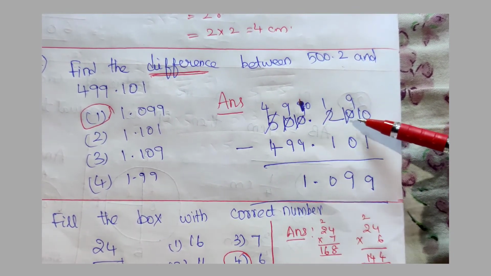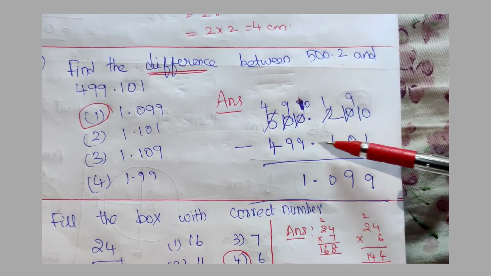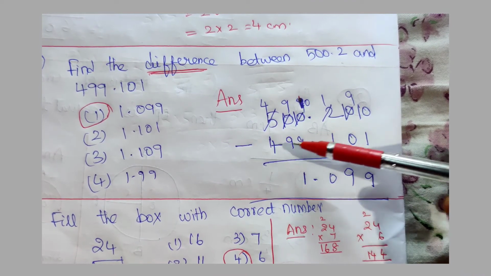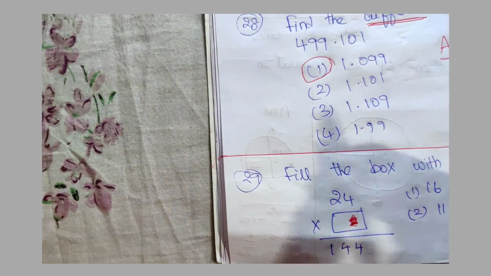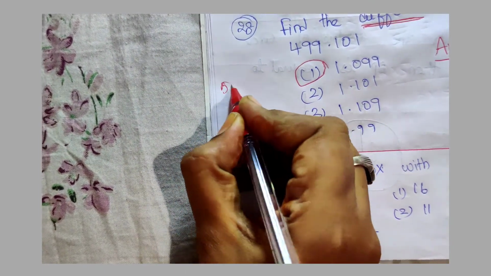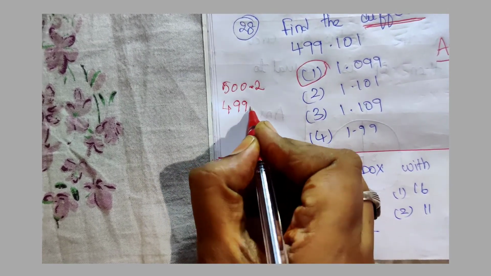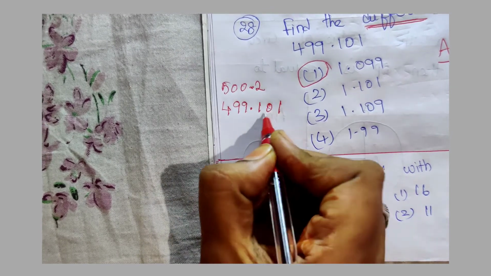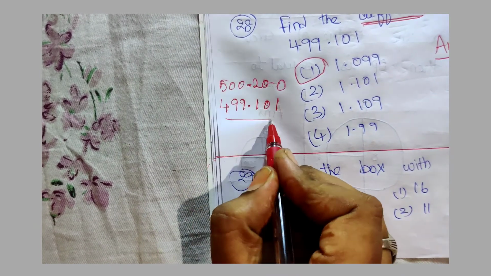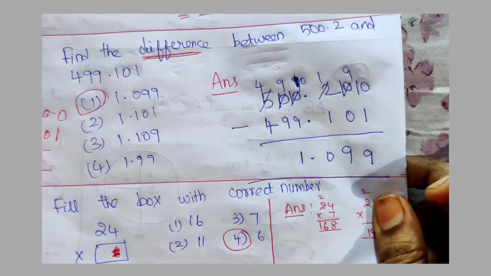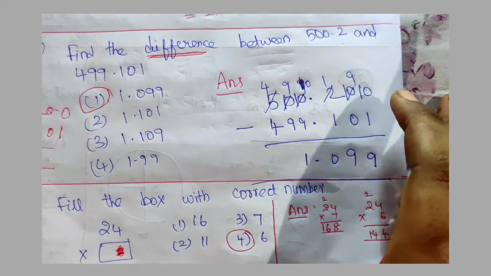500.2, put 2 zeros, because in the denominator below you have been given one more number, 499.101. So initially when you are copying it, you will be writing 500.2. Next is 499.101. Here nothing is there, so you have to fill the 2 zeros. Then you have to find the difference. When you find the difference, you will get 1.099. So this is the answer.